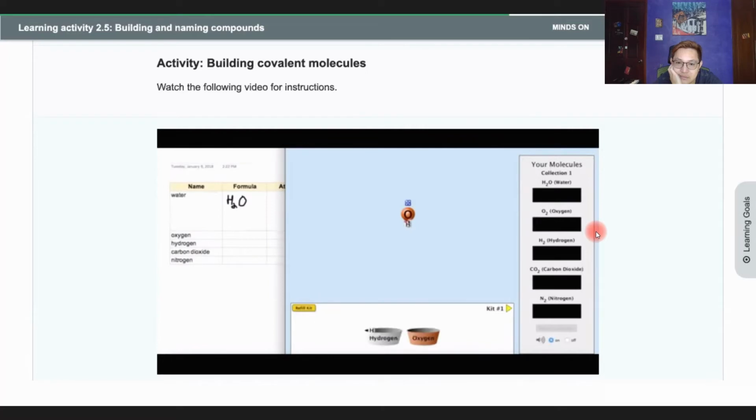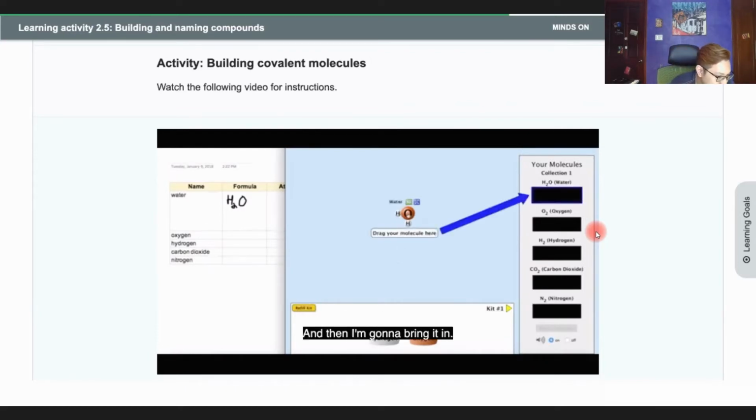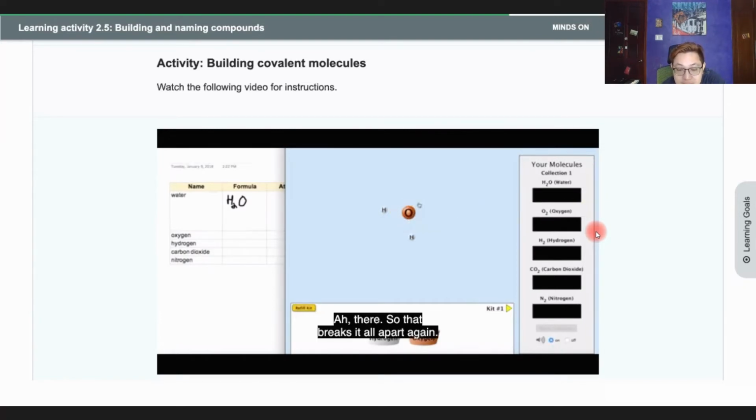You can see if I need to break that bond, I can click it there and they're separate again, or I can bring it back together. Then it wants me to drag my molecule over here, but first I'm going to take a look. That breaks it all apart again. If I attach these two, you can see that it's telling me that this is actually hydrogen, and it's not connected to the oxygen at all. So I'm going to cut those apart and rebuild it so that the hydrogens are connected to the oxygen. There we go. Now I have that water molecule.